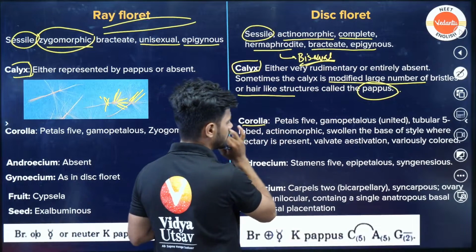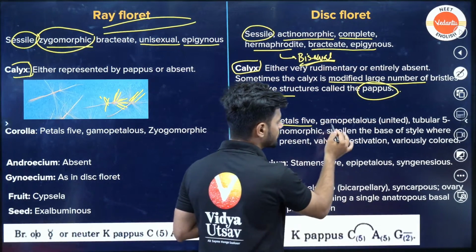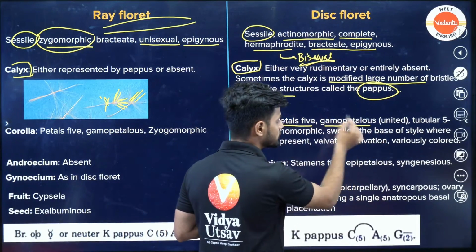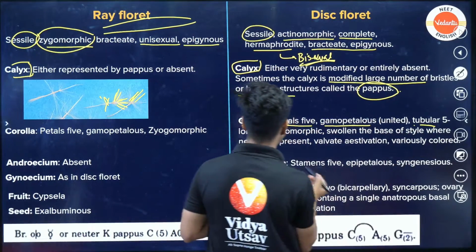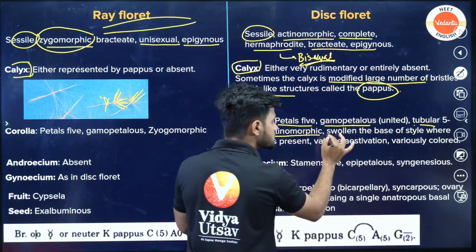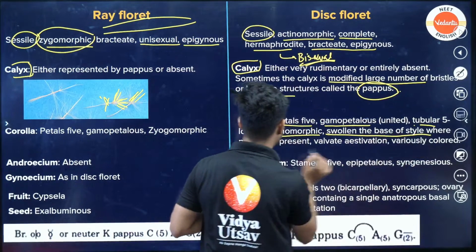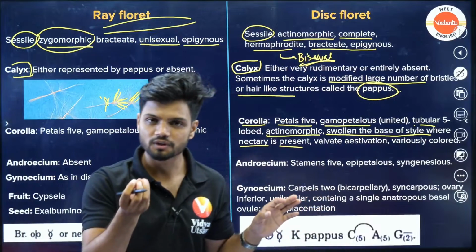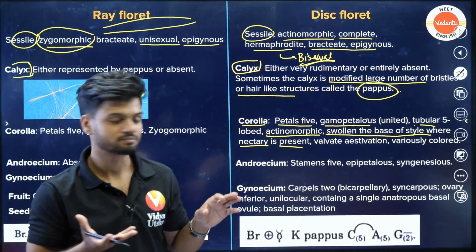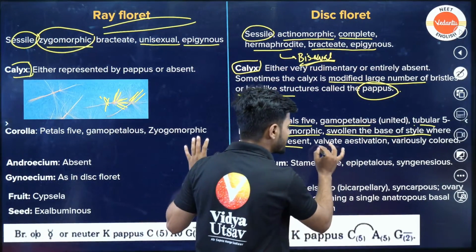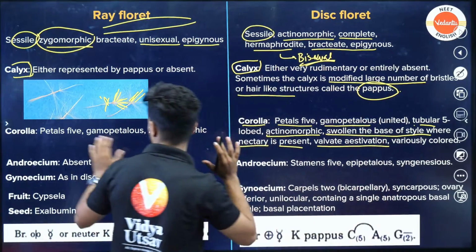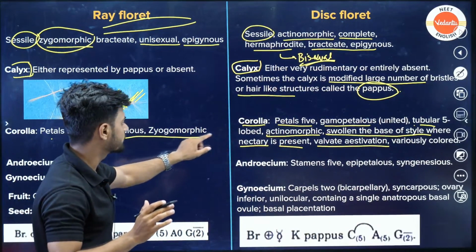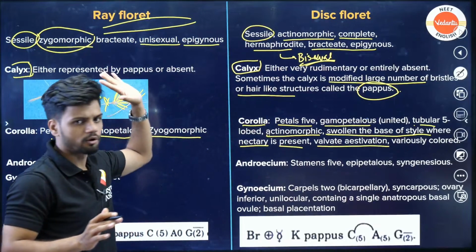Now, corolla. Corolla is five petals, gamopetalous, fused, tubular, actinomorphic, with a swollen tube at the base, at the style where the nectar is present. You might have seen some of the daisy family have nectar in it. Now, valvate aestivation, variously colored. Five petals, zygomorphic? Obviously, no, it is actinomorphic.